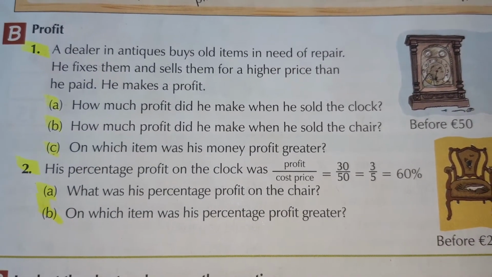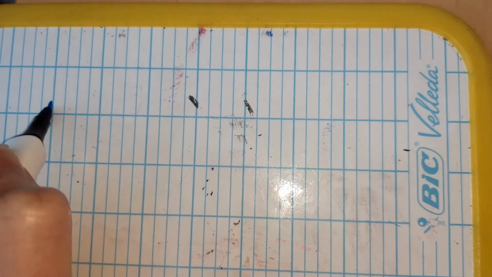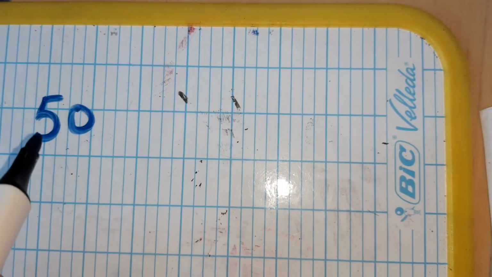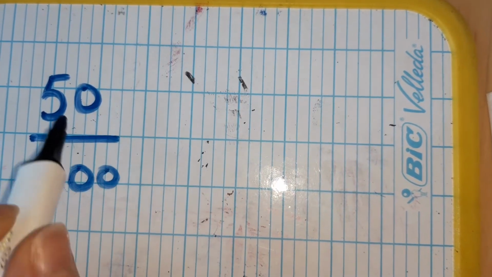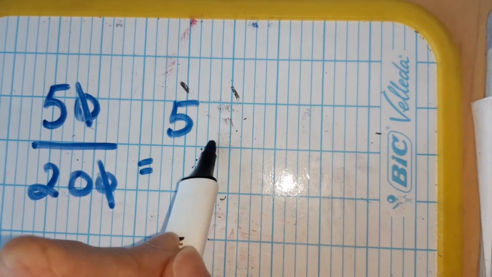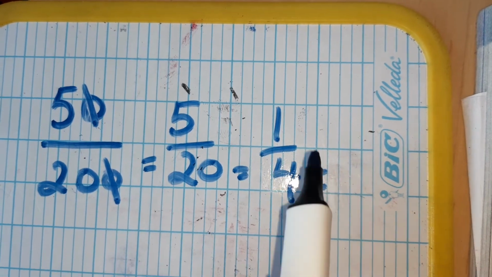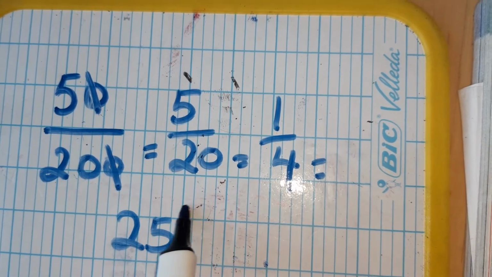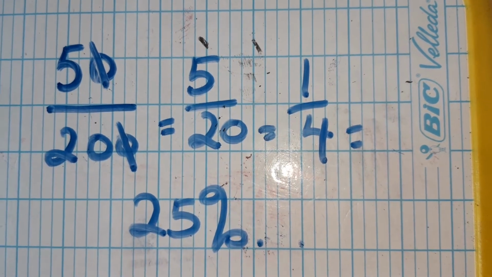So then you have to find out what was his percentage profit on the chair. His profit on the chair was €50. So it's profit over the cost price. He paid 200 for it. So it's 50 out of 200. So you can knock off the two zeros. That's 5 out of 20, which we can make into 1/4. And 1/4 is the same as 25%. So his percentage profit on the chair was 25%.